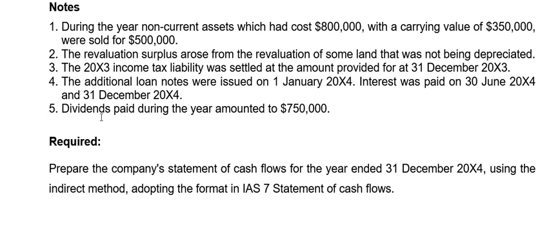Then the additional loan notes were issued on 1st January 2004. Interest was paid on 30th June 2004 and 31st December 2004. Dividends paid during the year amounted to $750,000. Required: prepare the company's statement of cash flows for the year ended 31st December 2004 using the indirect method, adopting the format in IAS 7 statements of cash flows.